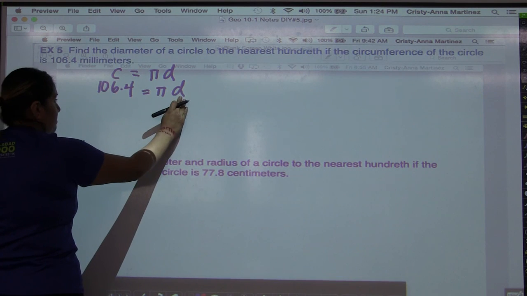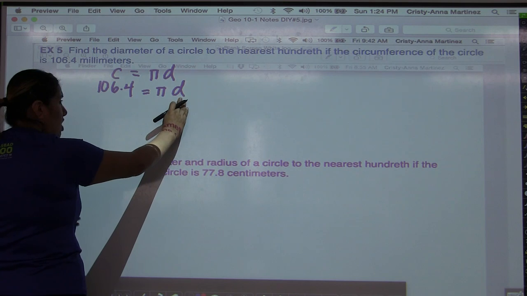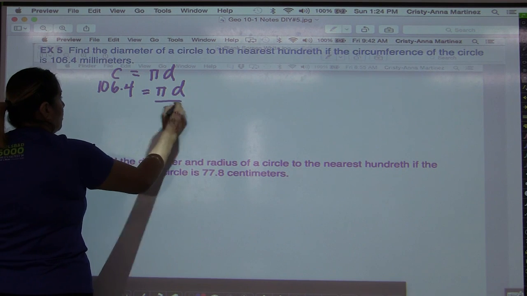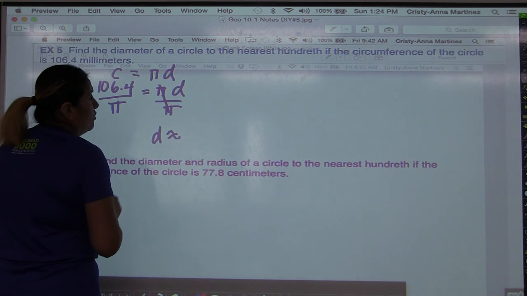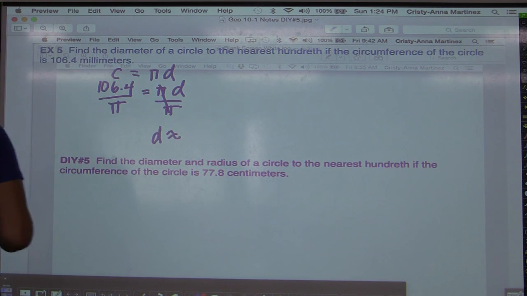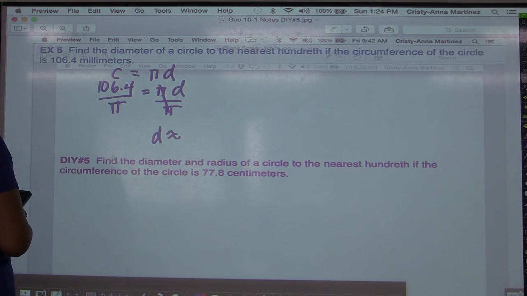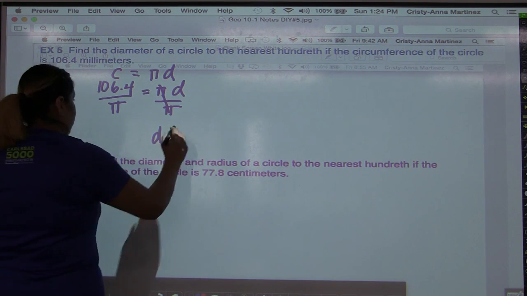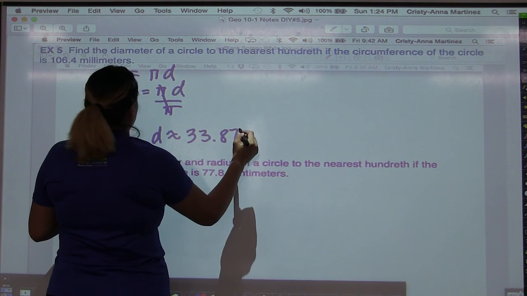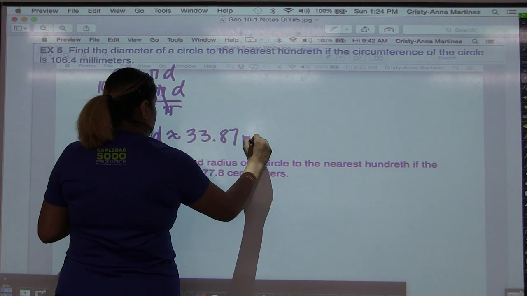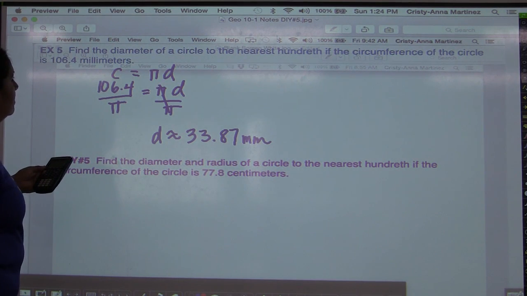So this is pi times diameter. Don't let the pi confuse you, it's just a number. If you had 5 times d, the opposite of multiplying is dividing, so we're going to divide by pi. Remember, it's just a number. The diameter, it says to round to the nearest hundredth, would be 106.4 divided by pi, and you would get roughly 33.87, and that would be in millimeters. Okay? That's all it wants.